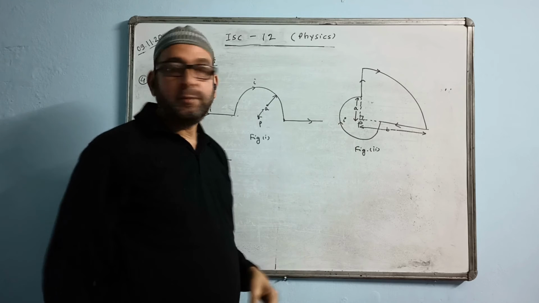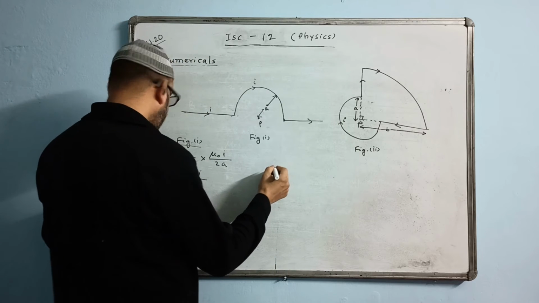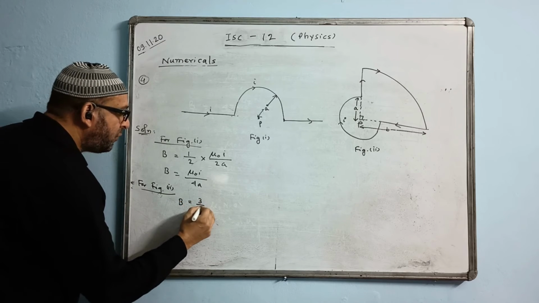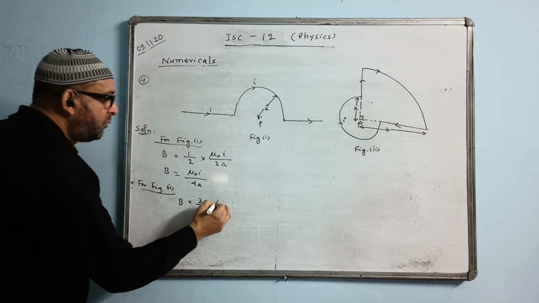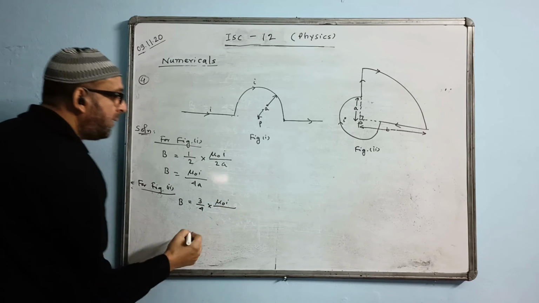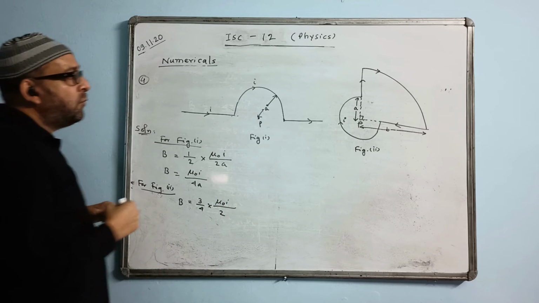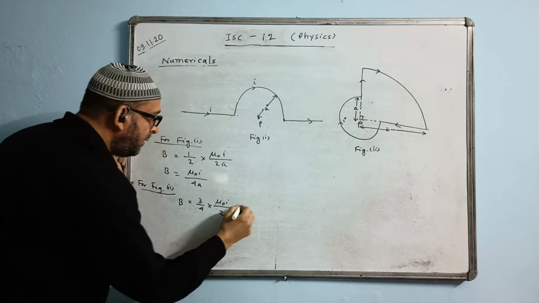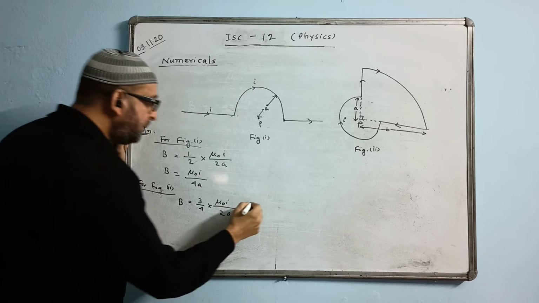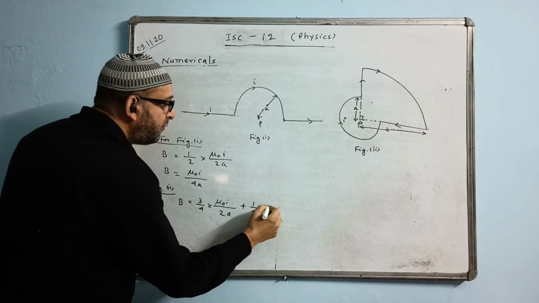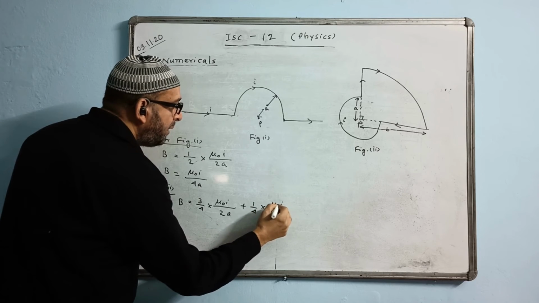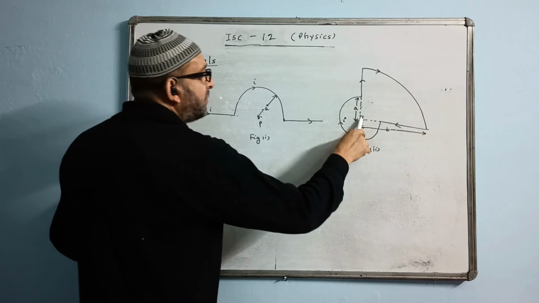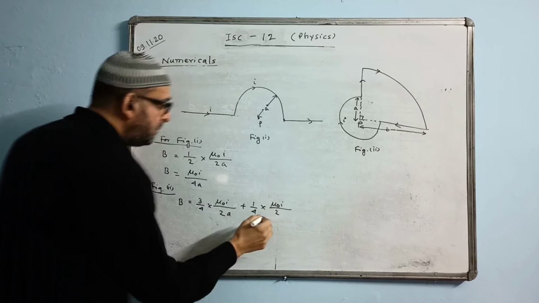So we'll be adding them up. B equal to 3/4 of the smaller circle, 3/4 of mu naught I by twice the radius. What is the radius of the circle? The radius of the circle is A. Plus 1/4 of the big one, 1/4 of mu naught I by twice the radius. What is the radius of the quadrant? The radius of the quadrant is B.